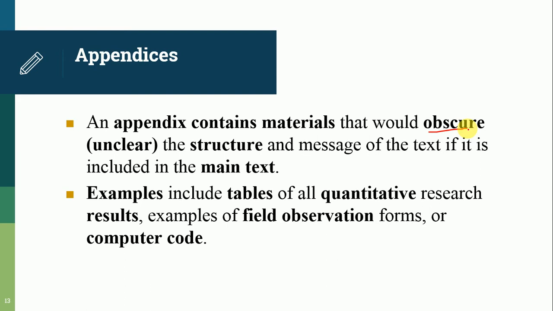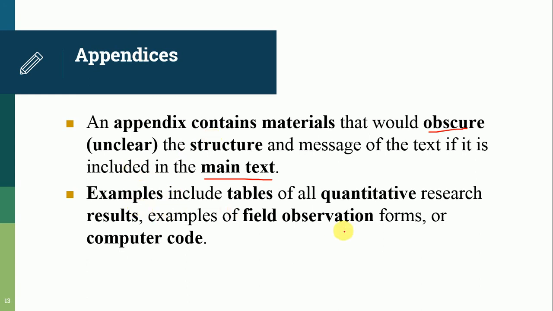So unclear structure and message of the text, if it is included in the main text. Suppose the main text has a hint, or you couldn't explain it fully, but it needs to be explained, or you just feel that the reader must know about these things. So about the tables, about the questionnaires that I have used during my research or report, you should just put them in your appendixes at the end of the research.